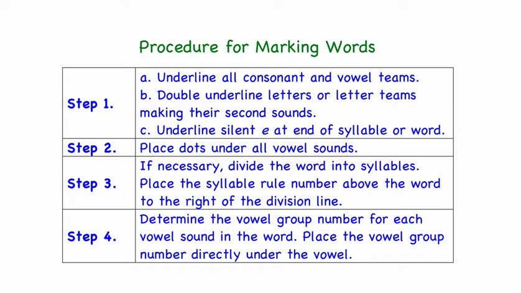Step 3, if necessary, divide the word into syllables. Now in this lesson, all the words are 2-syllable words, but we'll have lessons where they'll be mixed together. Some words will be 1 syllable, some words will be longer. So place dots under all vowel sounds, and then if you have more than 1 vowel sound, that means you have a multiple syllable word and you have to divide the word into syllables. If that's the case, you write the syllable rule number above the word slightly to the right of the syllable division line. And then finally, step 4, determine the vowel group number for each vowel sound in the word, and you place the vowel group number directly under the vowel that represents the sound in that syllable.